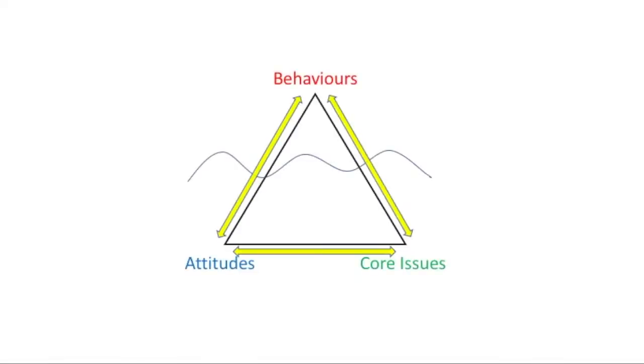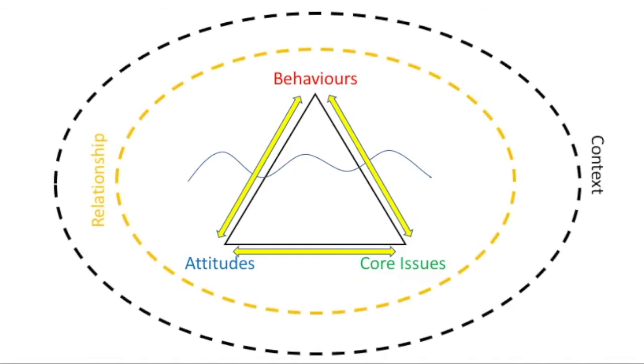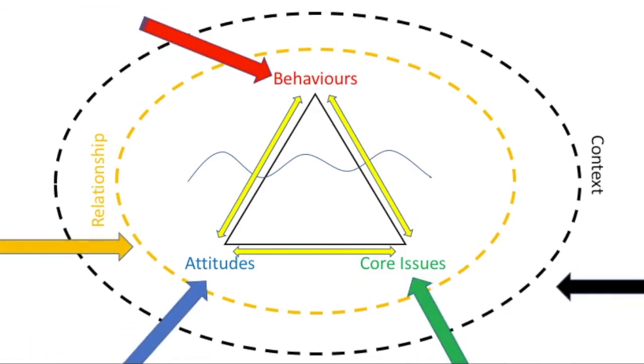Review. So we have a model of conflict that includes attitudes, behaviors, and core issues. And this model also states that conflict is further embedded in relationships, a broader context, and a series of historical factors.